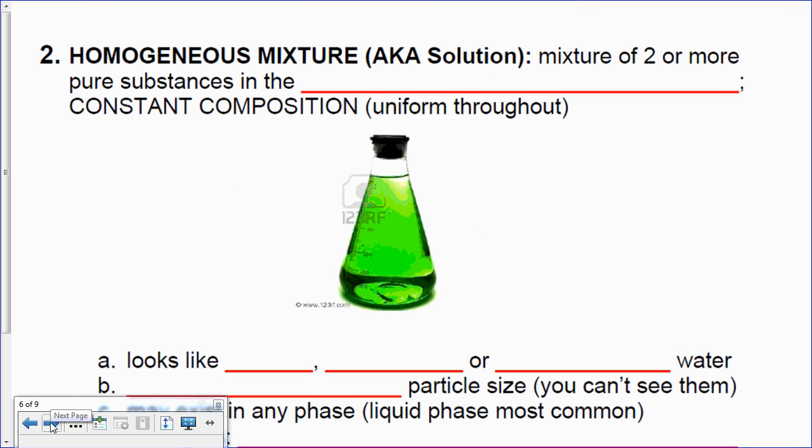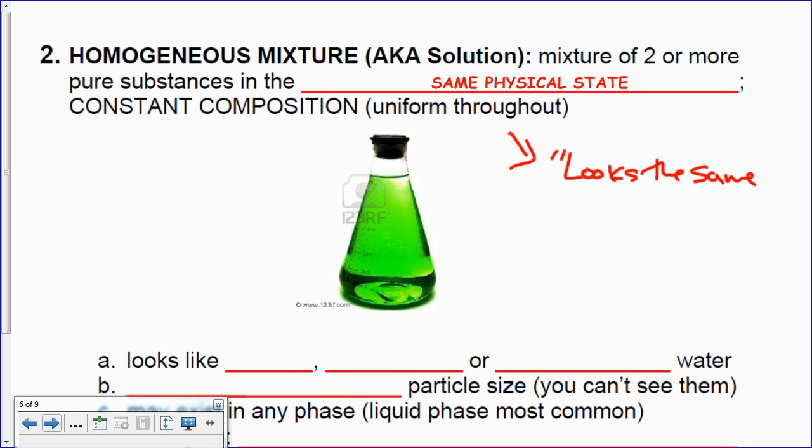So we're moving on to page 4 in our lecture pack to talk about the homogeneous mixtures. These are actual solutions. So the heterogeneous were suspensions and colloids. These are actual solutions. So it's two or more pure substances in the same physical state. So it has a constant composition that's uniform throughout, which means looks the same all the way through.